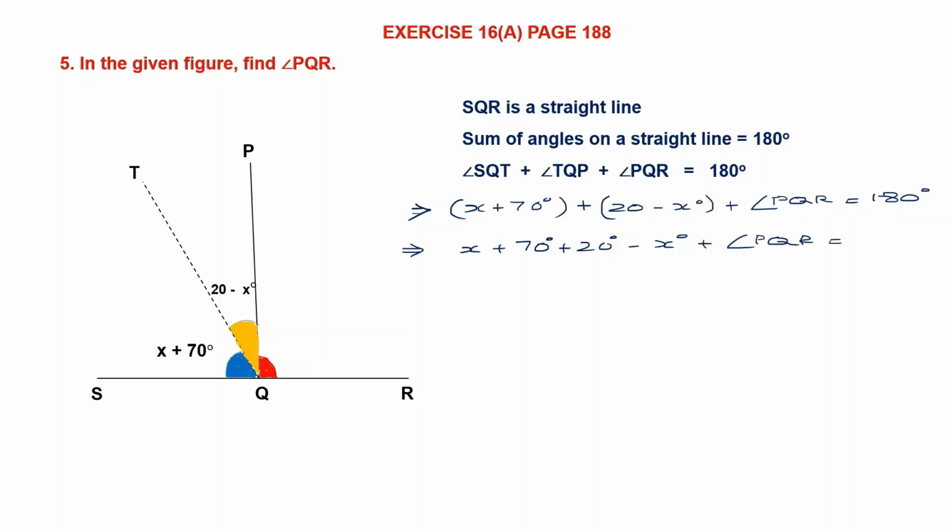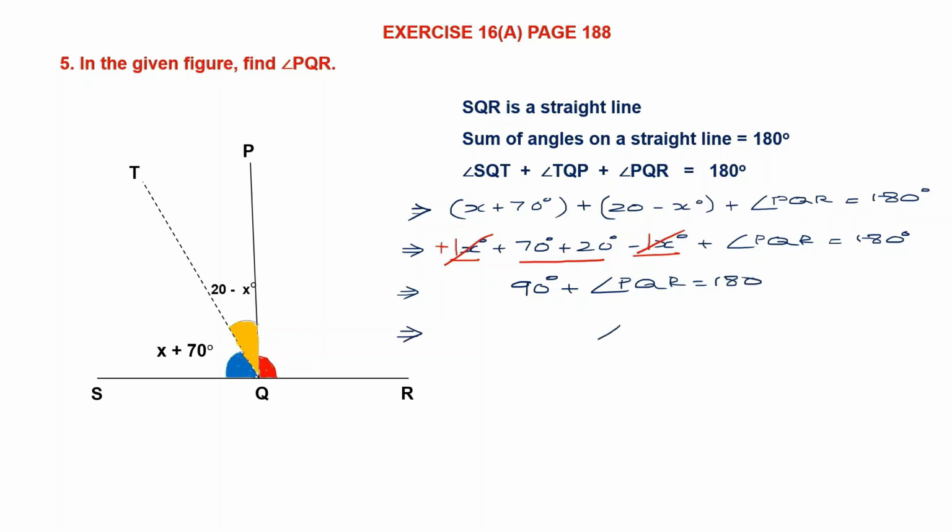All this is equal to 180 degrees. So now let's look at x. Here we have 1x and here we have one more x. This is plus 1, that is minus 1. So 1 minus 1 is 0, so x will get cancelled. Now we have 70 plus 20. 70 plus 20 is 90. 90 degrees plus angle PQR is equal to 180 degrees.